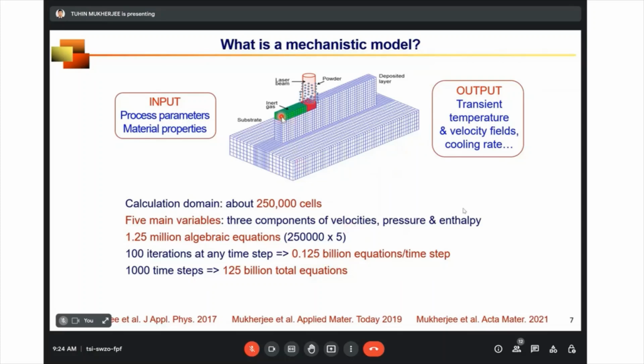And just imagine that the laser is moving from this location to that location. It's a continuous process, but we need to discretize this continuous movement, let's say into 1,000 time steps. So at the end, you are solving 125 billion equations. It's a lot of equations, right? But at Penn State, we have developed computationally efficient algorithms so that we can solve these 125 billion equations on an inexpensive laptop in 10 minutes. So after 10 minutes, you can get all the variables that are needed for calculating microstructure, properties, and common defects in additive manufacturing. Let me give you some examples.